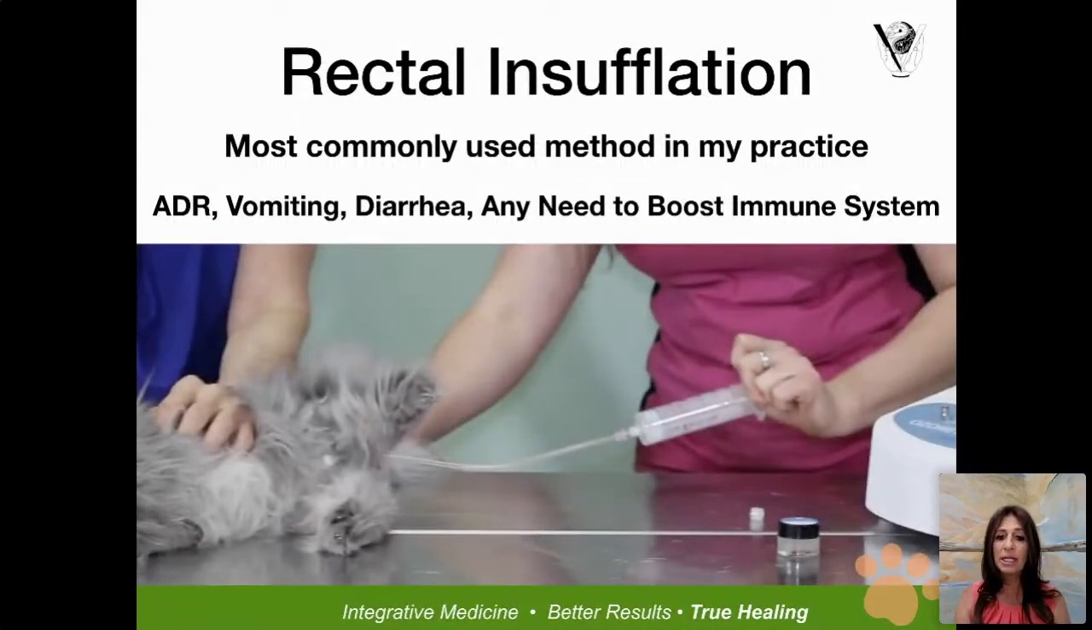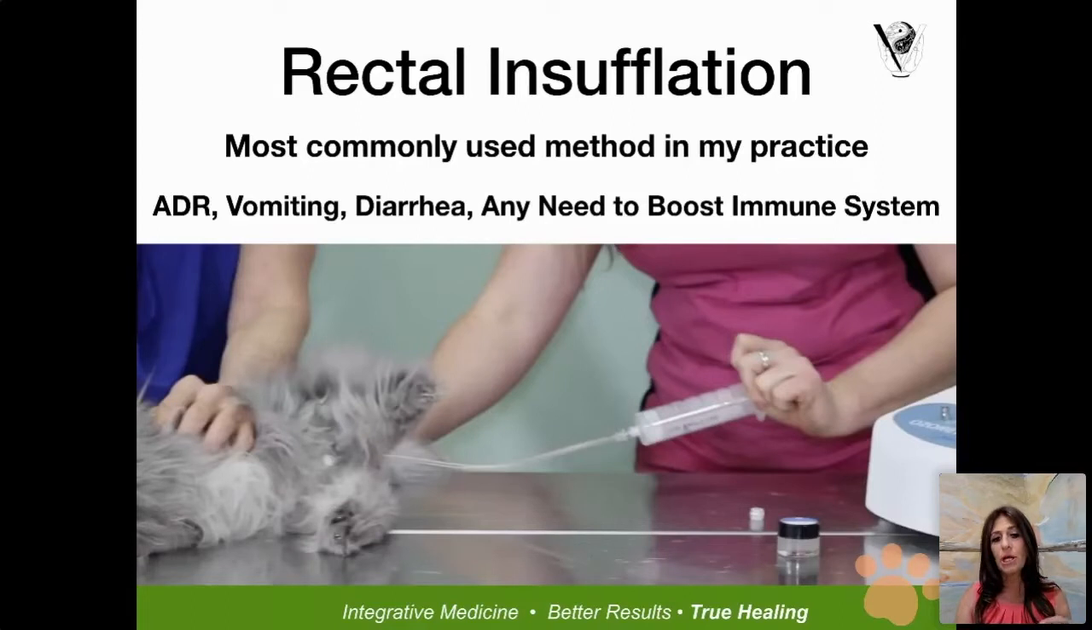So this is an example of rectal insufflation. Next to major autohemotherapy, it's the most common way that I use ozone in my practice. Some of the cases we'll use ozone on is the ADR case. And for you who don't know what ADR is, it's ain't doing right. So an animal that just comes in and you're really not sure what's going on, but you want to do something to make them feel better and boost the immune system. Vomiting, diarrhea. Anytime you need to increase the immune system, ozone is a great application.